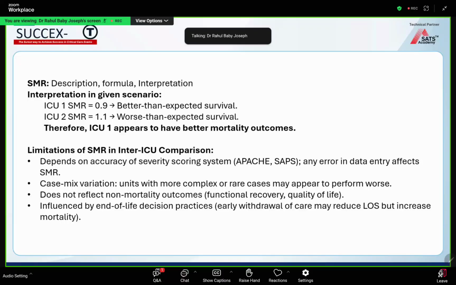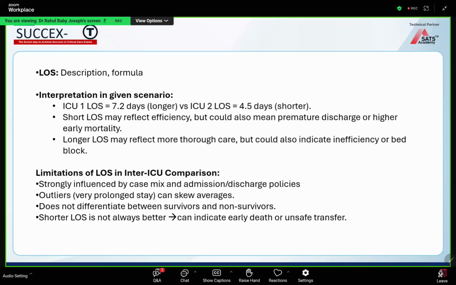There are different case mix variations. There are certain units which admit more complex and rare cases, and they may tend to perform worse. It does not reflect non-mortality outcomes, like whether the patient is functionally recovering or quality of life, which are not included in the SMR. And it is also influenced by your end of life decision practices. Early withdrawal of care may reduce the length of stay, but increases the mortality.